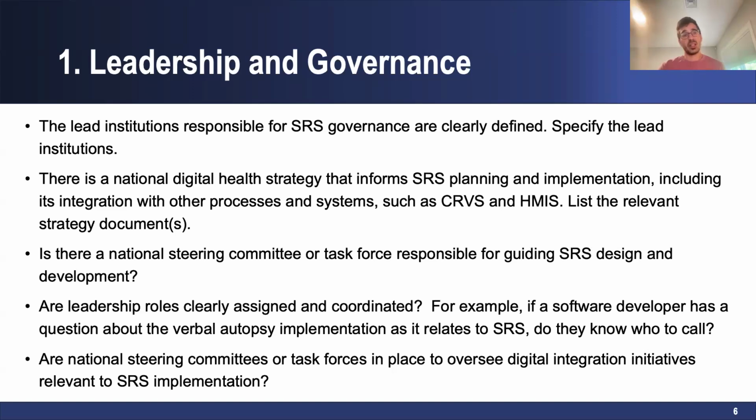If you're not done reading, that's fine. But the key themes here for leadership and governance are you need to define your SRS lead institutions, define any relevant steering committees, identify a digital health strategy if one exists as it relates to SRS, and how SRS and SRS ICT relate to that digital health strategy. Also of critical importance is the fourth question, understanding leadership points of contact.